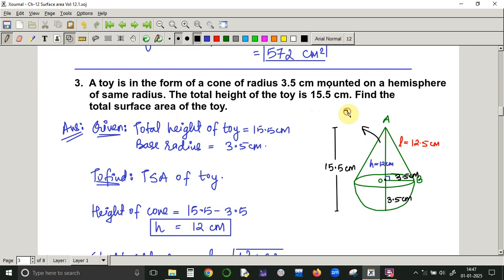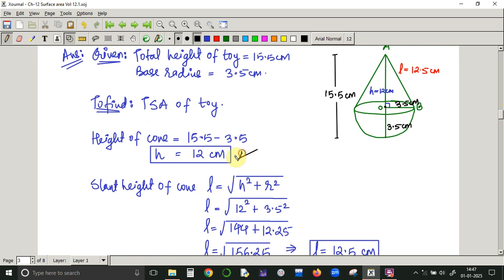Again, we have to find the CSA of the cone and the CSA of the hemisphere. After finding them, we will add them. Okay, total height, base radius, we have to find the TSA of the toy. The height of only the conical part is the total height minus the radius of the hemisphere. 15.5 minus 3.5 is 12 centimeter. This is the height of the cone.